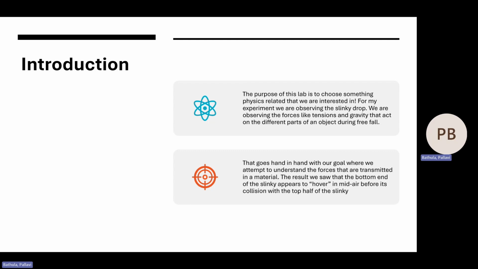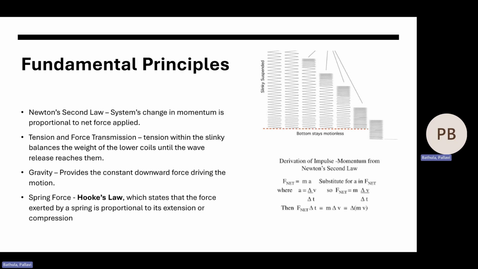I used the video to gather my initial conditions, as well as using GlowScript to build a computational model. The fundamental principles that I used were Newton's second law, where the system's change in momentum is proportional to the net force applied. I also learned about tension and force transmission, where tension within the slinky balances the weight of the lower coils until the wave release reaches them. Think about it like F net, where tension is the upward force and gravity is the downward force. Gravity provides a constant downward force driving the motion. And we can't forget spring force, which is Hooke's law, which states that the force exerted by the spring is proportional to its extension or compression.